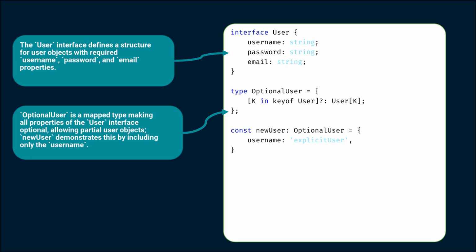This transformation allows us to create user objects where any combination of properties can be included or omitted, thus enhancing flexibility in scenarios like forms or user updates. Finally, we instantiate a variable newUser of type OptionalUser, demonstrating that we can provide only the username property while still satisfying the structure defined by our new type. This approach is particularly useful when dealing with dynamic forms or partial updates in applications.